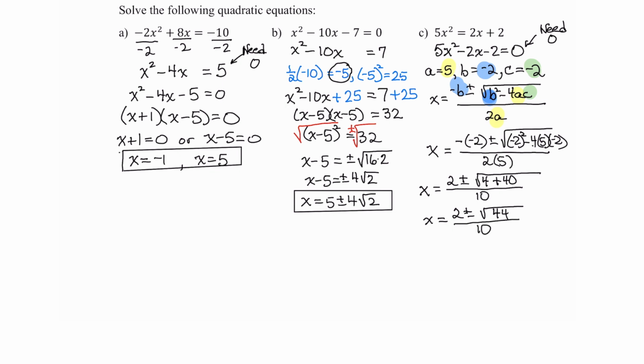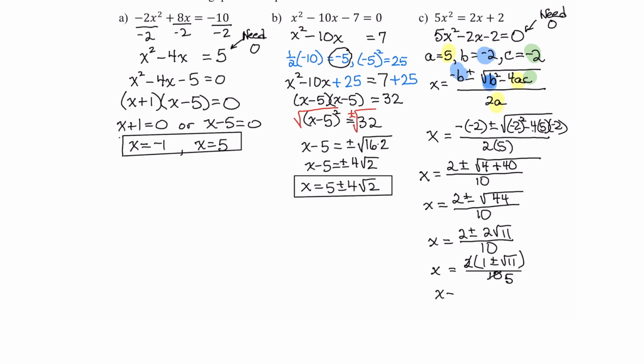all over 10. And then 44 factors as 4 times 11, and the square root of 4 is a 2 comes out. So I have 2 plus or minus 2 times the square root of 11 all over 10. And then in simplifying this, I've got more than one term in the numerator. In order for any number to remove as a common factor with the denominator, it has to be a factor of the entire numerator. I do have this factor of 2 in both of those terms in the numerator. So we are going to factor out that factor of 2, leaving me with a 1 plus or minus the square root of 11 in the parentheses, and that's all over 10. And now remove the common factor of 2. And I get my solutions of this are x is equal to 1 plus or minus the square root of 11 all over 5.